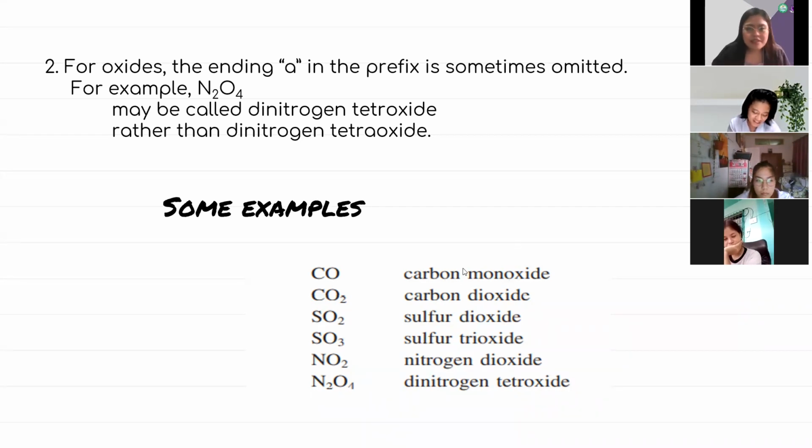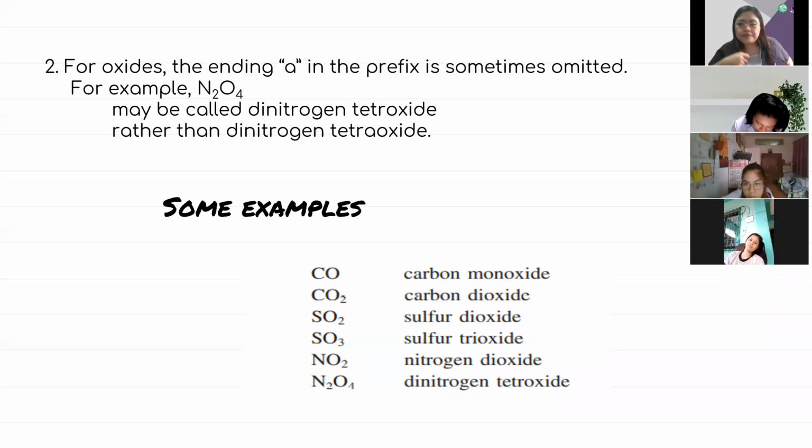Okay, so we have some examples here, like CO is carbon monoxide. Again, we don't use mono for the first element kapag kaisa lang siya. Just like the carbon dioxide, so sa second element, we always use the prefixes. SO2 is sulfur dioxide. SO3 is sulfur trioxide. NO2 is nitrogen dioxide. So again, as you can see, we don't really use mono if the first element is only one atom. But on the second element, yes, we always use the prefixes.